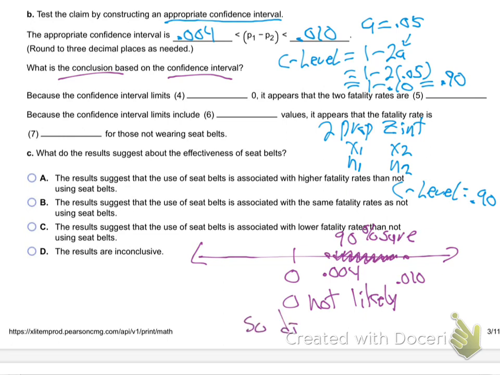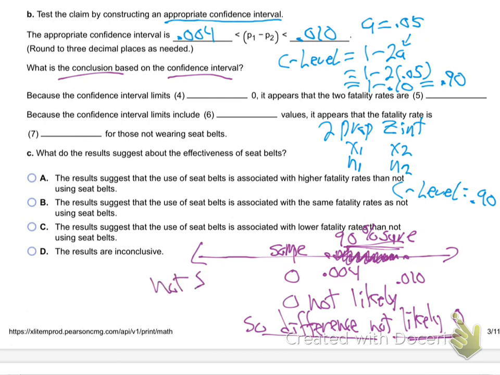So the difference is not likely to be 0. So there really is a difference then, right? Because if the difference is 0, that means there's no difference. But we're saying the difference is not likely 0. We're 90% sure it's not 0. When two things have a difference of 0, they're the same. So we're 90% sure that the interval's here and 0's not in there. They're not the same.